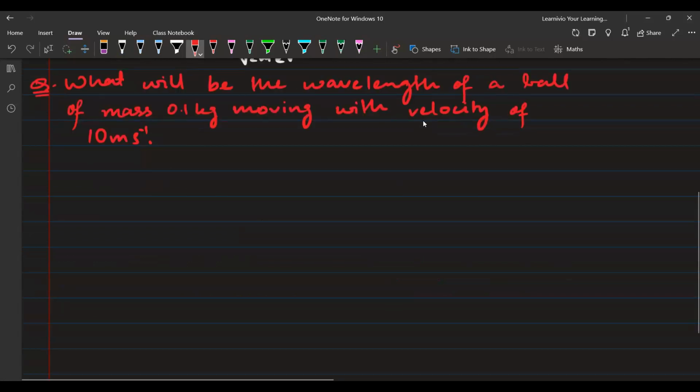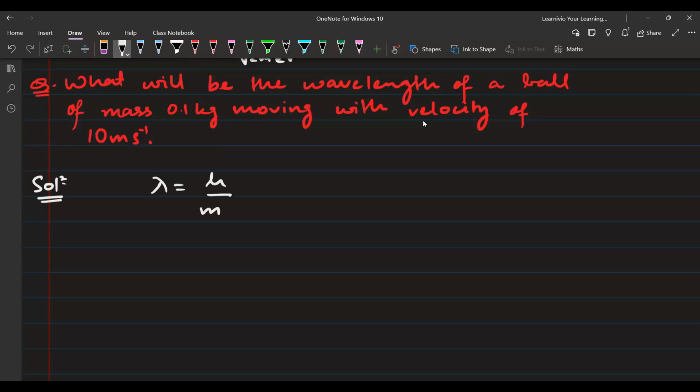This is a very easy formula based question. We're asking the wavelength, so we'll apply the de Broglie equation, h upon mv. So h is 6.636 into 10 to the power minus 34 joule second, divided by mass, that is 0.1, into velocity, that is 10 meter per second.